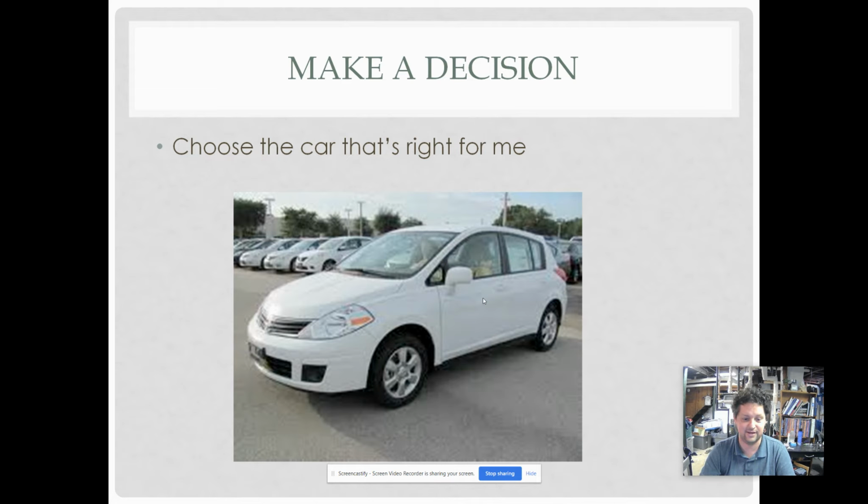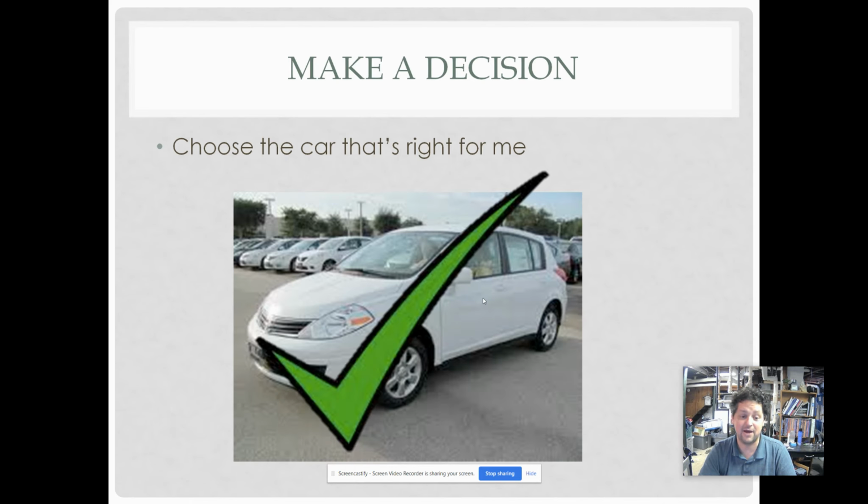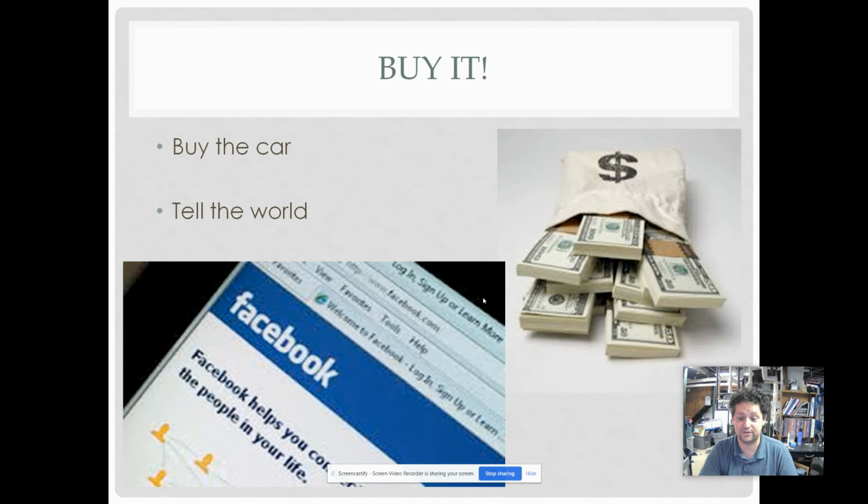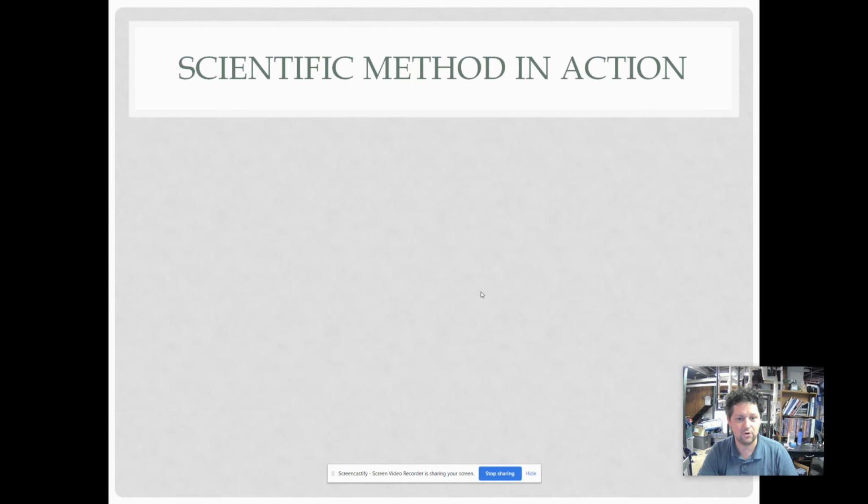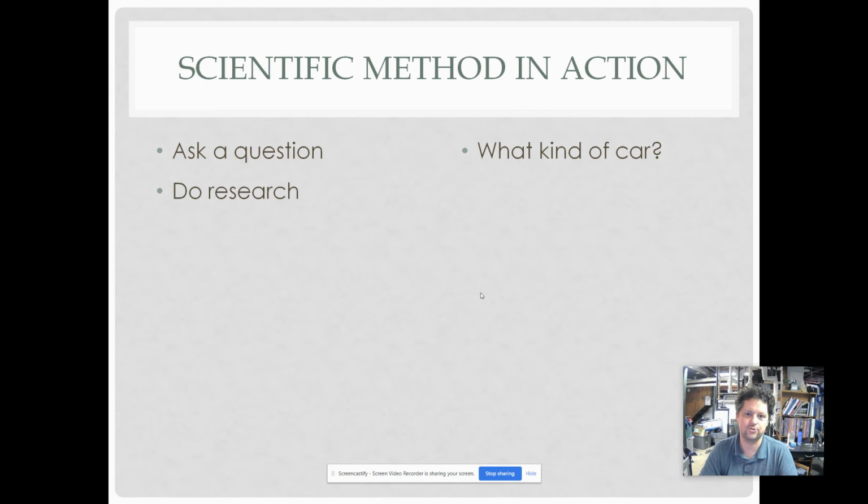And then, since nothing's real until you share it on the internet, we tell the world. Go out on Facebook and tell everyone I just bought a brand new car. So that's the scientific method in action, even if you didn't see it happening. You ask a question. What kind of car do I need? You do some research. You look up different car types. You see what kind of cars are out there. And you read reviews and see what people had to say about them.